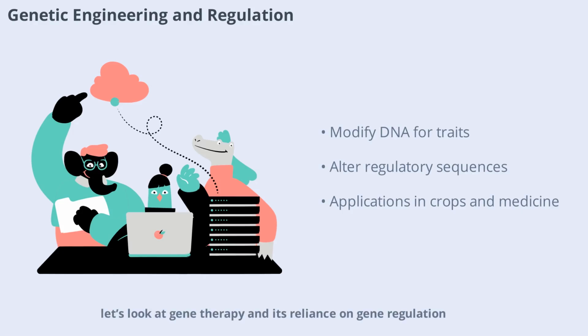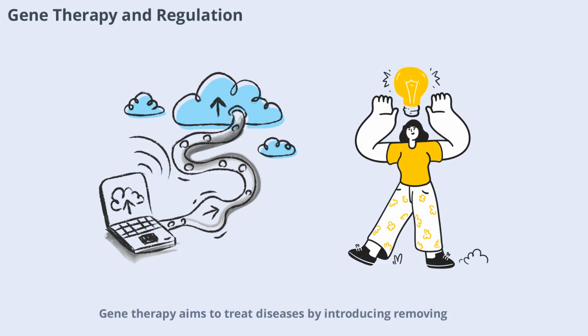Next, let's look at gene therapy and its reliance on gene regulation. Gene therapy aims to treat diseases by introducing, removing, or altering genes within a patient's cells. Success depends on precise regulation, ensuring the therapeutic gene is expressed at the right level in the right cells and at the right time. Advances in gene regulation are making gene therapy safer and more effective.